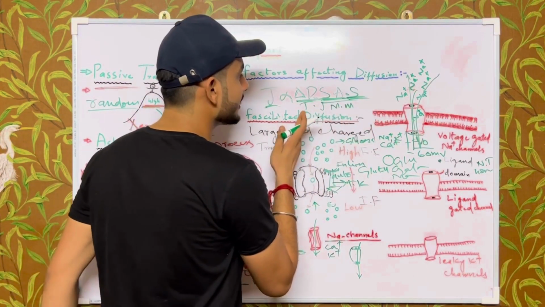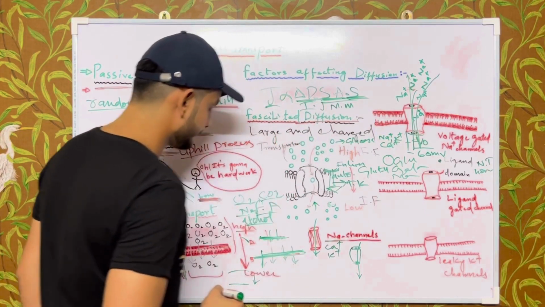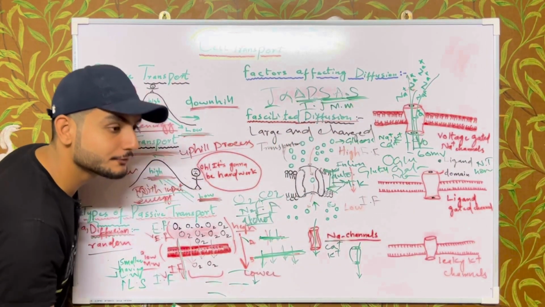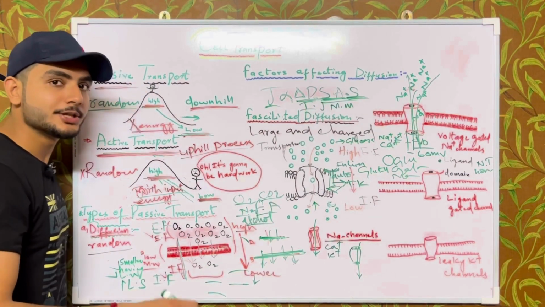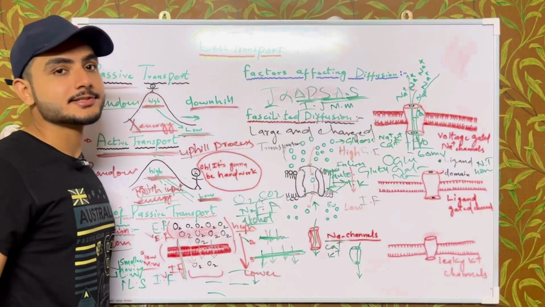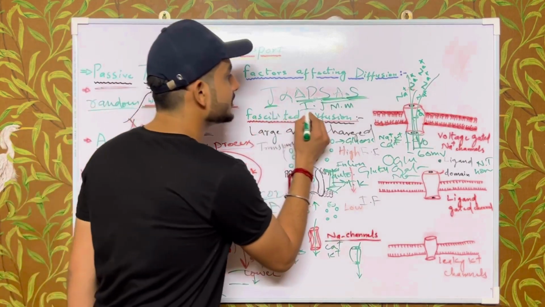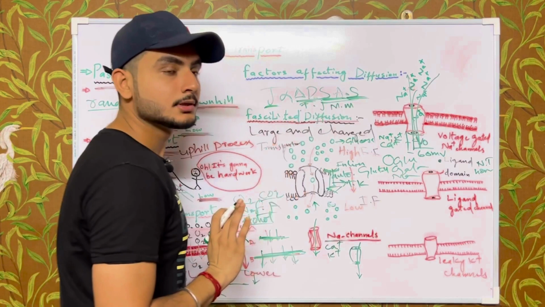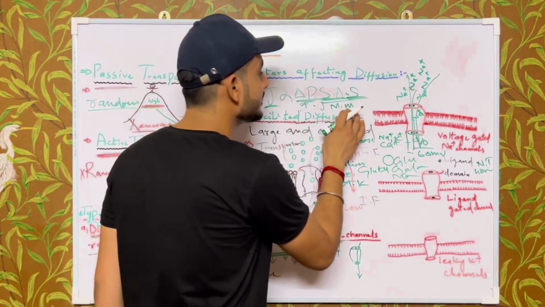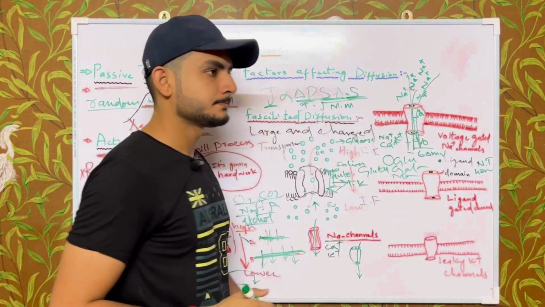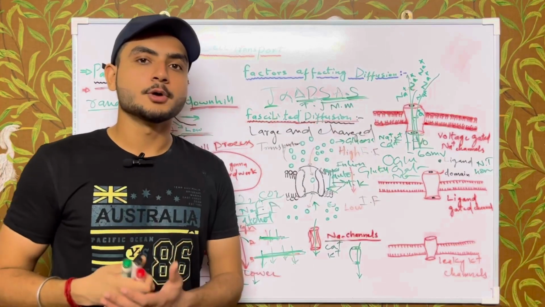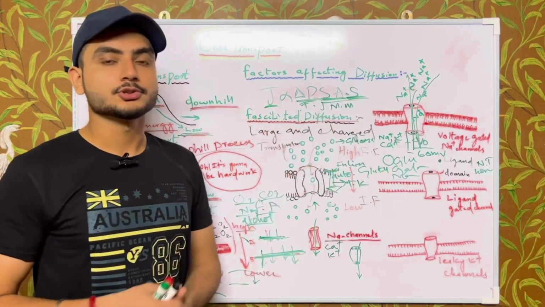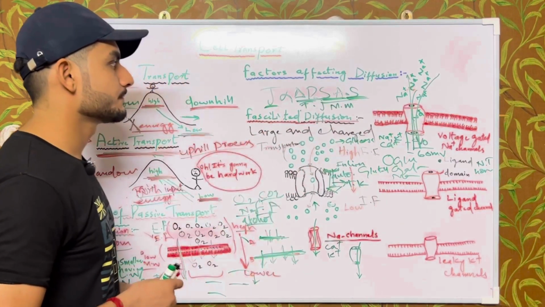The fourth factor is the thickness of membrane. If the membrane is thicker, the rate of diffusion will be less, because molecules have to travel a longer distance. So rate of diffusion is inversely proportional to the thickness of membrane. The fifth factor is the molecular mass. The greater the molecular mass of a molecule, the lesser will be the rate of diffusion. So rate of diffusion is inversely proportional to the molecular mass.